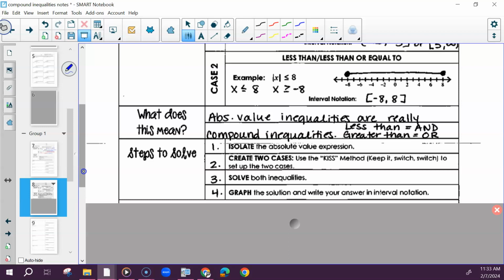And then solving absolute value inequalities is very much like solving equations. Isolate the absolute value expression, get everything outside of the absolute value away from it. Create two cases. Keep one the same after you drop the absolute value. For the other one, switch the direction of the sign and make the number negative. Solve both inequalities and then graph the solution. And write your answer in interval notation.